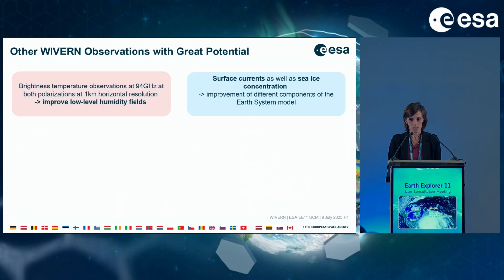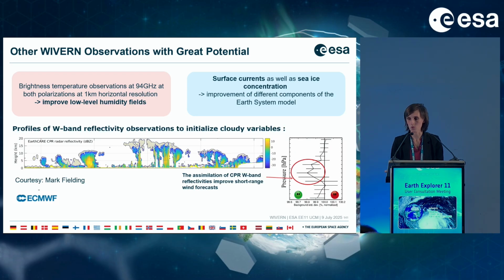So we assess the impact of WIVERN using the two methods that can be used. But I just want to point out that this impact is probably underestimated because WIVERN will also improve low-level humidity fields with the brightness temperature. It will not only improve the troposphere, but it will also improve the representation of surface current as well as sea ice concentration at the interfaces. And it will yield an improvement of different components of the Earth system models. And it will also be able to initialize cloudy variables.